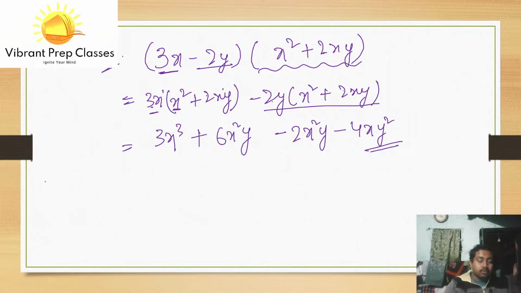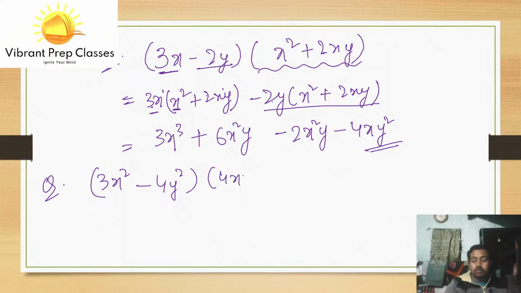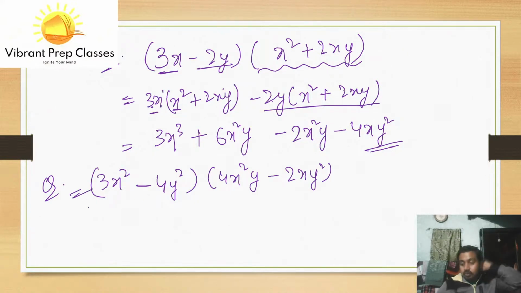So will you just try this question? Next question, that is 3x² minus 4y², all of you try this, into 4x²y minus 2xy². All of you try this question and respond to me with yes when done. Okay, giving you 2 minutes. Do it fast.